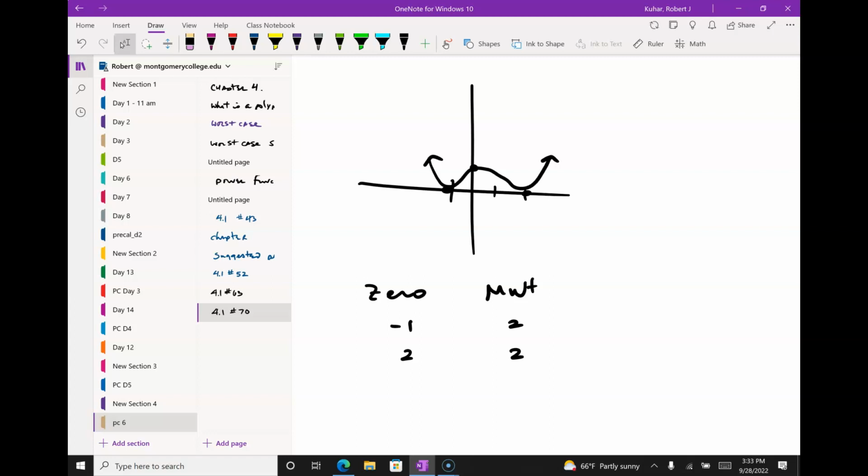Well, our x is independent, so the y kind of follows. The y kind of just gets what it gets. Yeah, so the point we have is 0, 1.